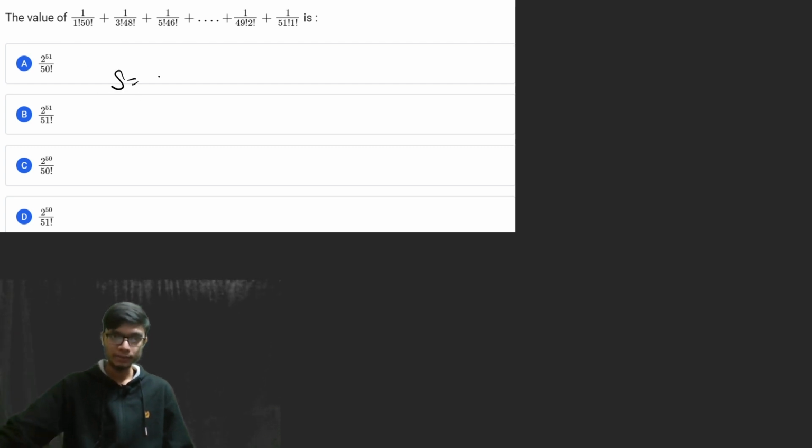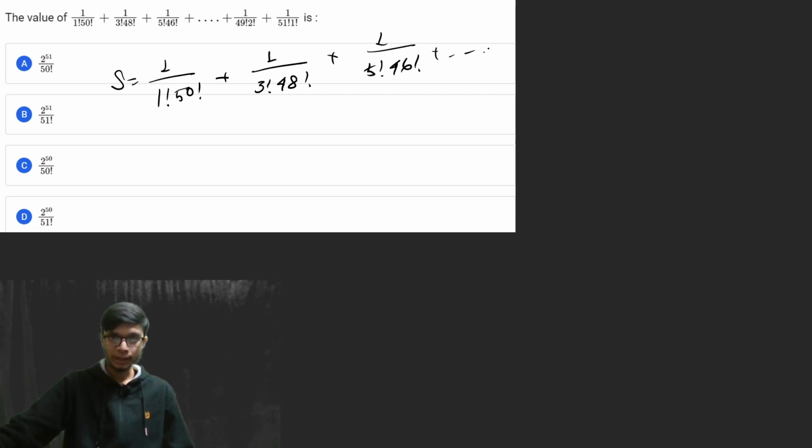So if you look at the sum, it is basically 1 divided by 1 factorial into 50 factorial, plus 1 divided by 3 factorial into 48 factorial, plus 1 divided by 5 factorial into 46 factorial, and so on up to 1 divided by 51 factorial into 1 factorial. So you have to find this particular sum.